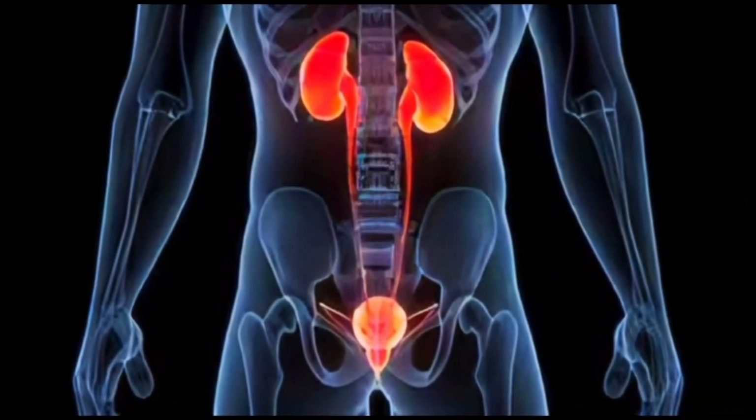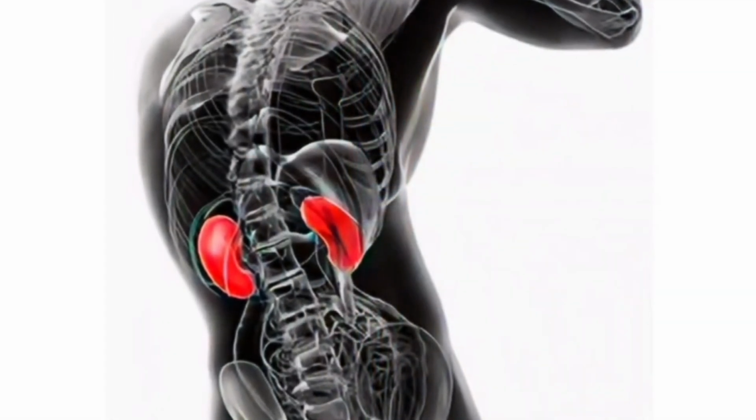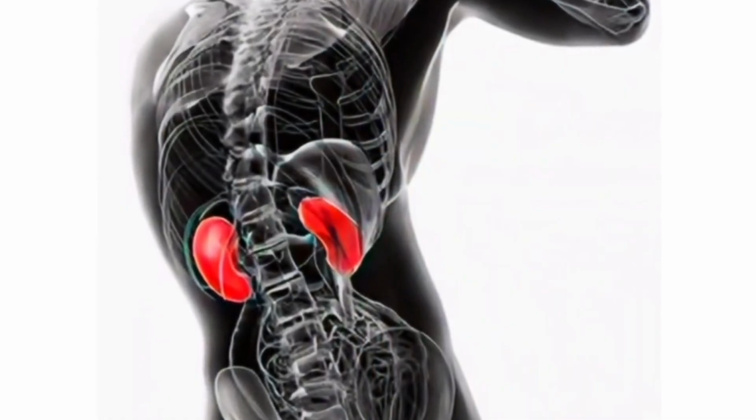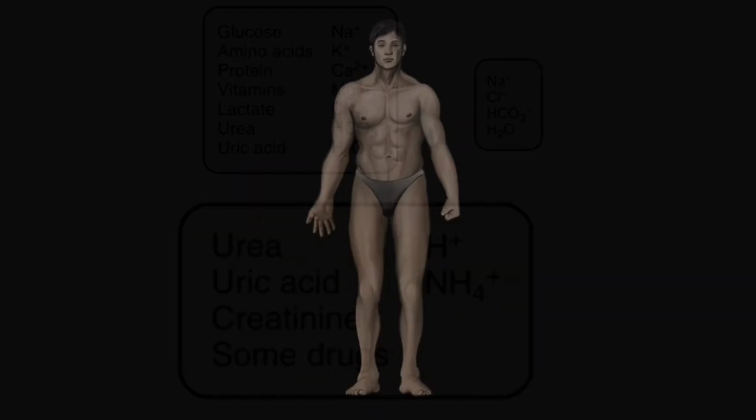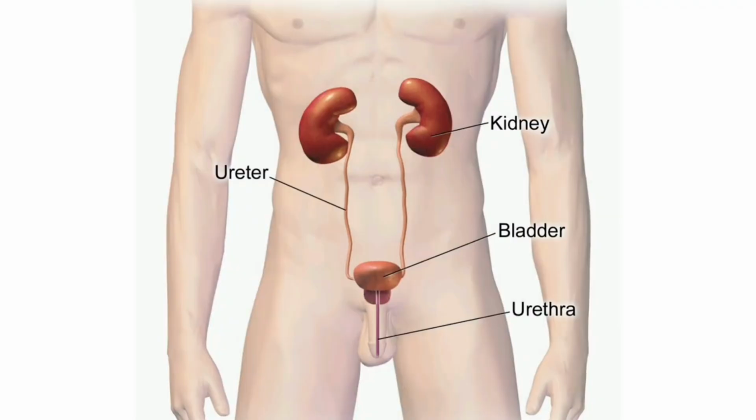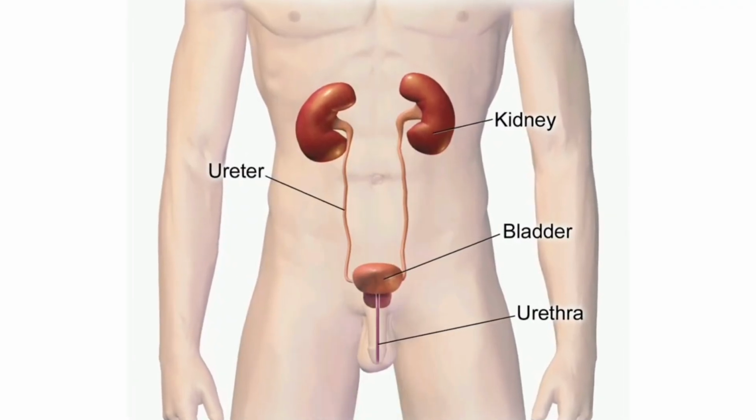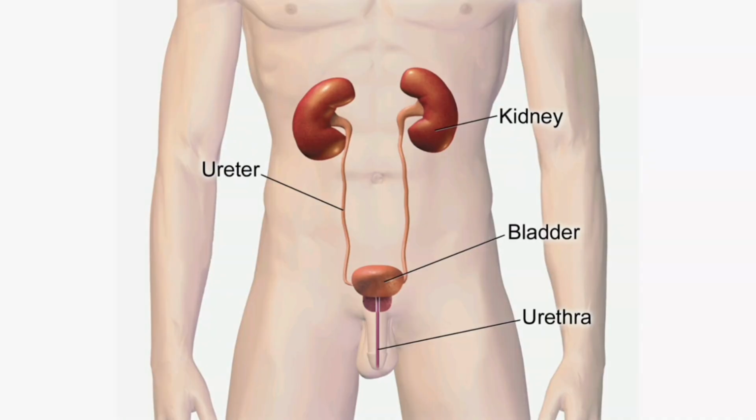Kidneys are a pair of bean-shaped organs located in the back of the abdomen that play a vital role in maintaining overall health. In this video, we are discussing the anatomy of the kidney. In humans, the excretory system consists of one pair of kidneys, a pair of ureters, urinary bladder, and a urethra.